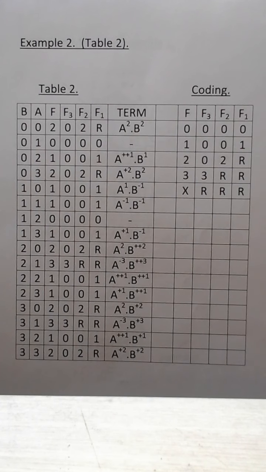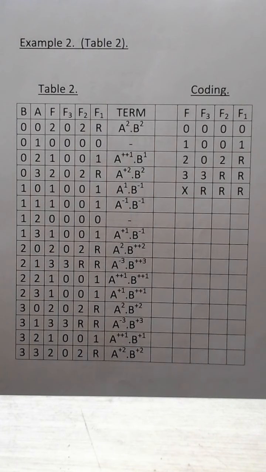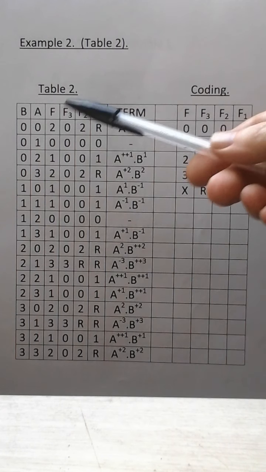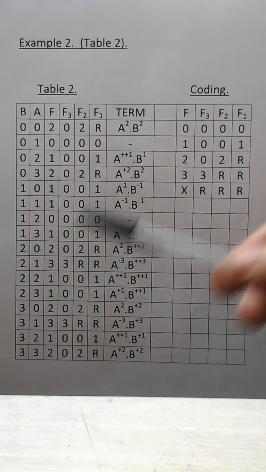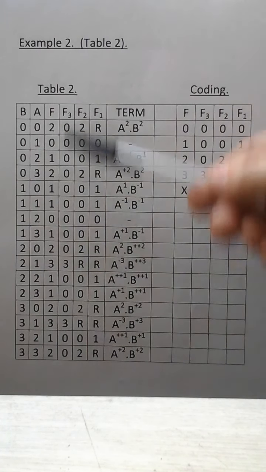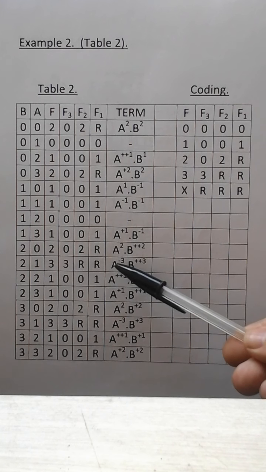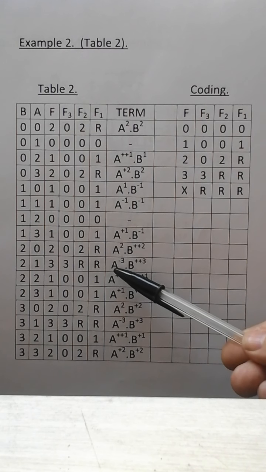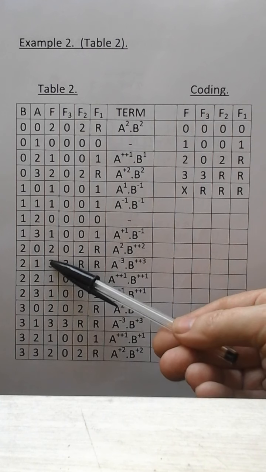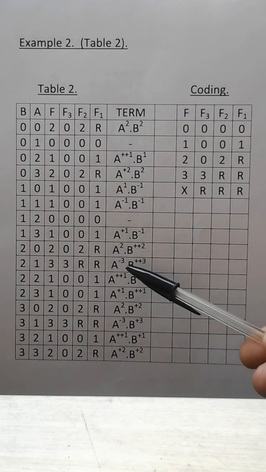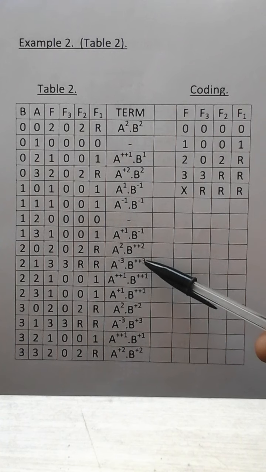So here we have example 2. This is table 2, which is in the reference which I gave at the beginning of the video. Here we have inputs A and B, F, F3, F2, F1 for coding F, and I've written the term in here, same as before. So for example, here I've got a 3, so it's A minus 3 min B plus plus 3 and equals 3.